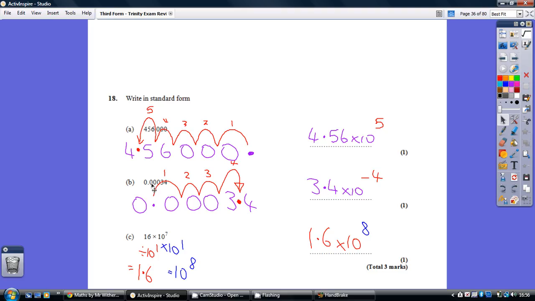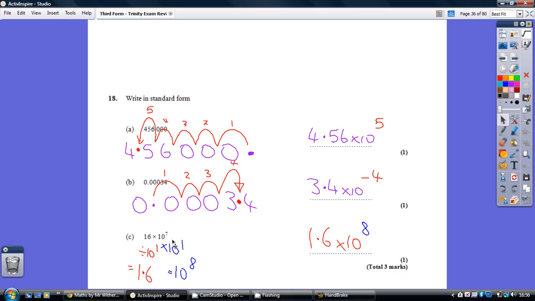Same idea with small numbers. Where does the decimal point have to move to? Well, we need the first number to be between 1 and 10, so that's 3.4. Placing the decimal point here. It's presently here, so that's moved across 1, 2, 3, 4 spaces. It's a small number, so that's -4.